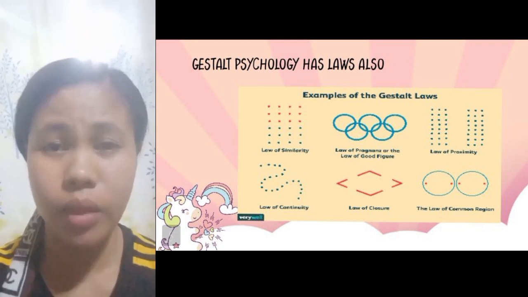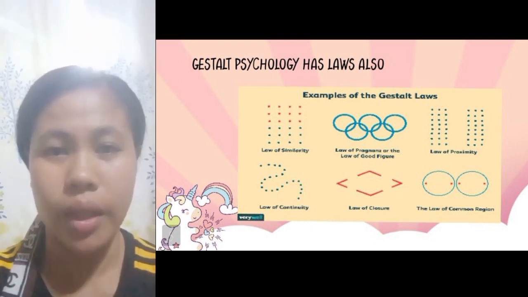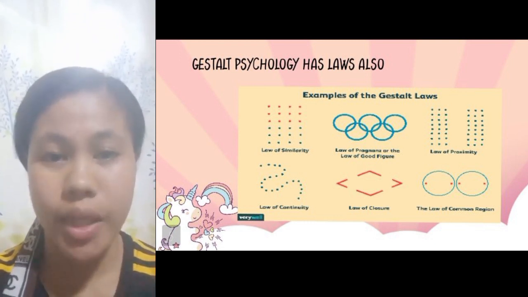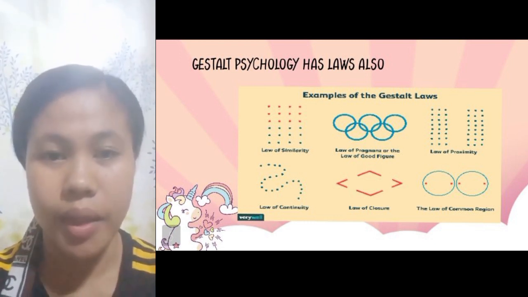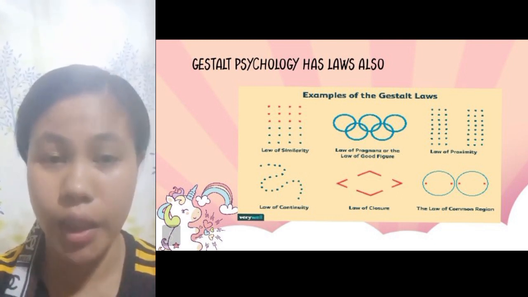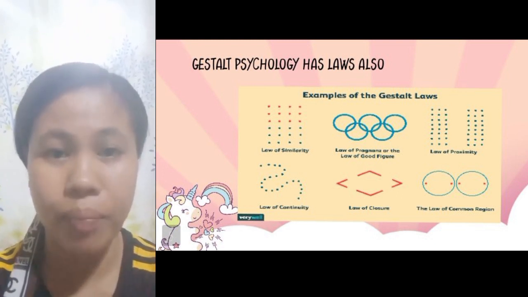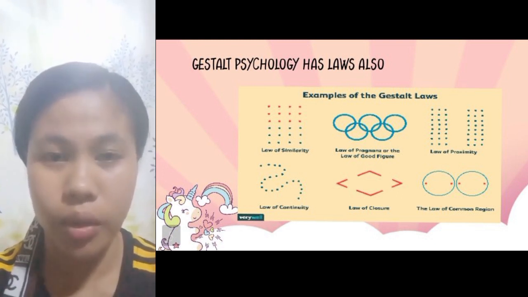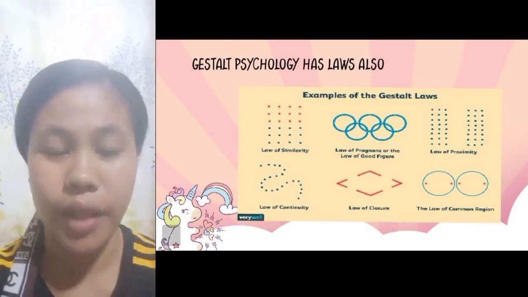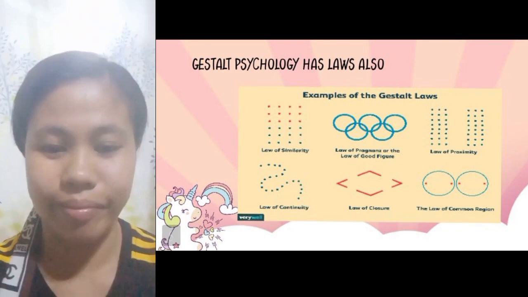Lastly, the law of common region. This perceptual principle states that we see elements placed in the same area as a group. It's crucial that the area has a clear boundary. For example, we can see a border or background color to create a container for related items.